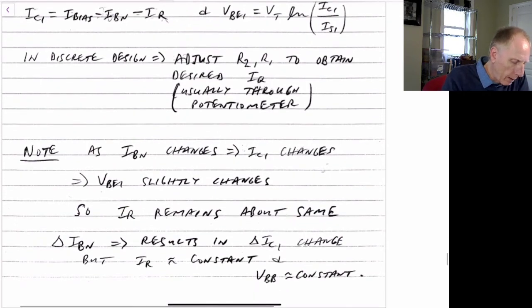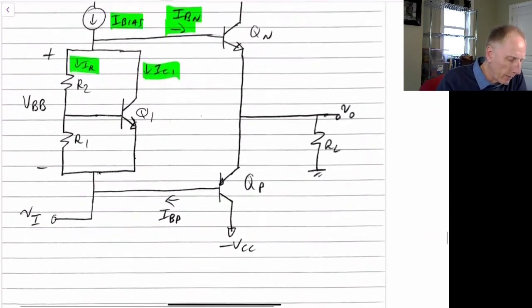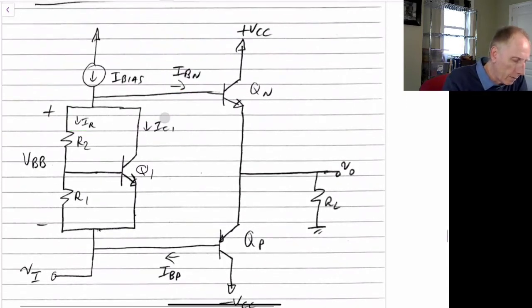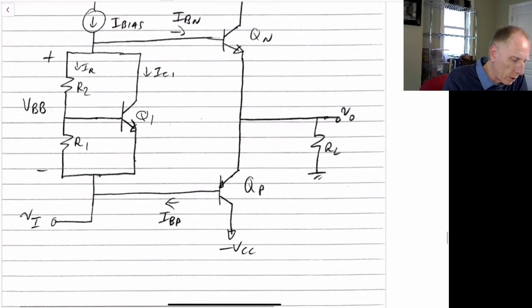So a delta change in the base current results in a change in the IC1, with the current through the resistor always remaining about constant, and therefore the VBE remaining roughly constant and not changing very much. So we can have a fairly large change in this current, and this voltage does not change too much because it's all absorbed by the change in this one here.